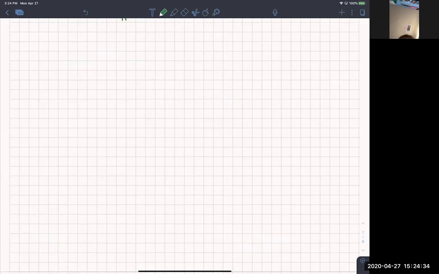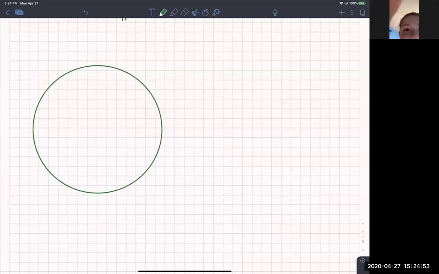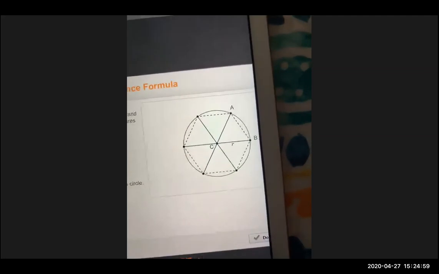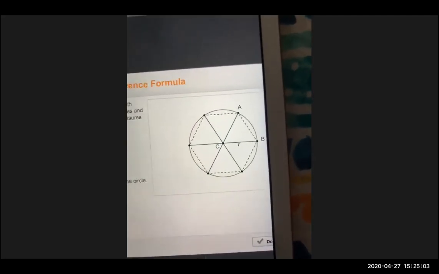This is my last question on my it's segment. It's a hexagon inside of a circle. Okay. Actually, I'll just show it to you. Let me write this down one second.